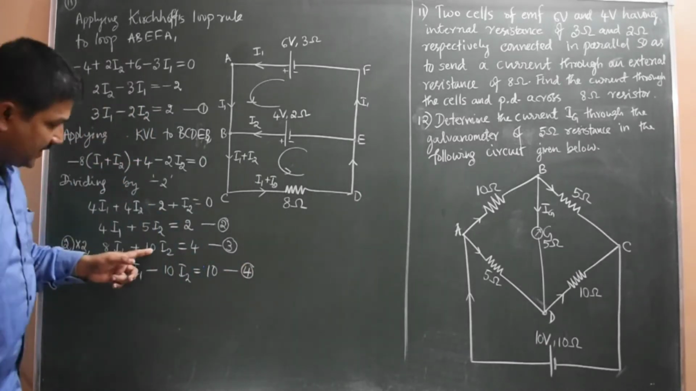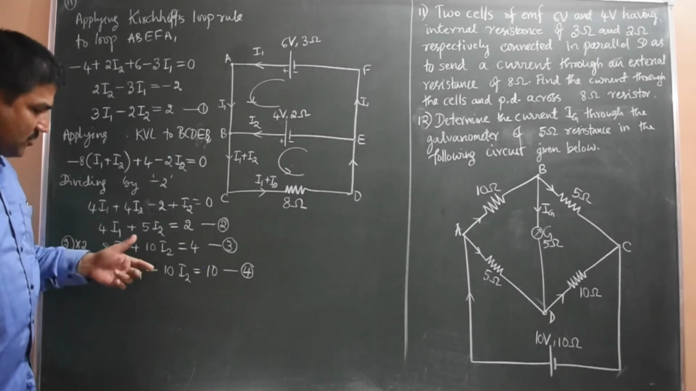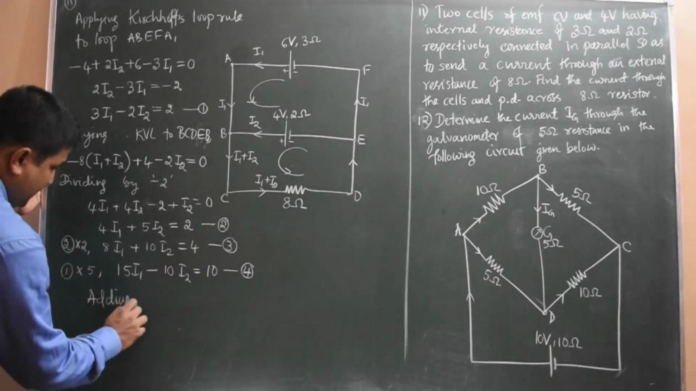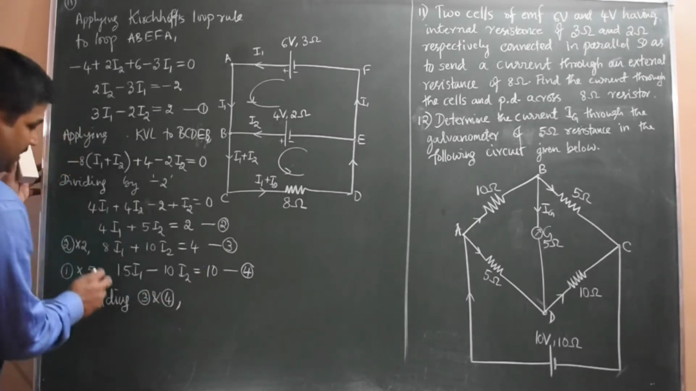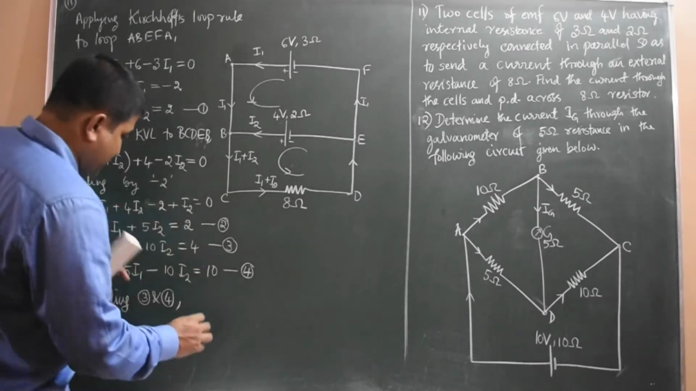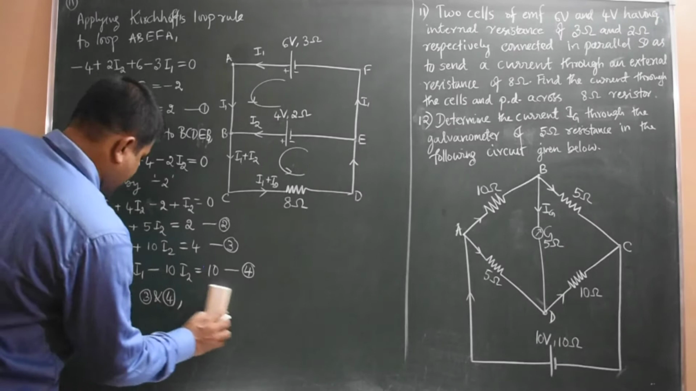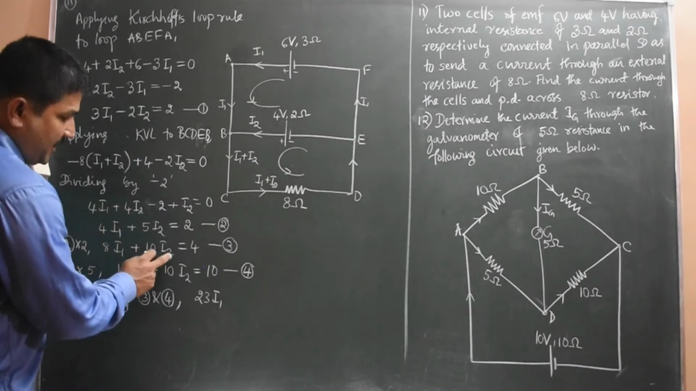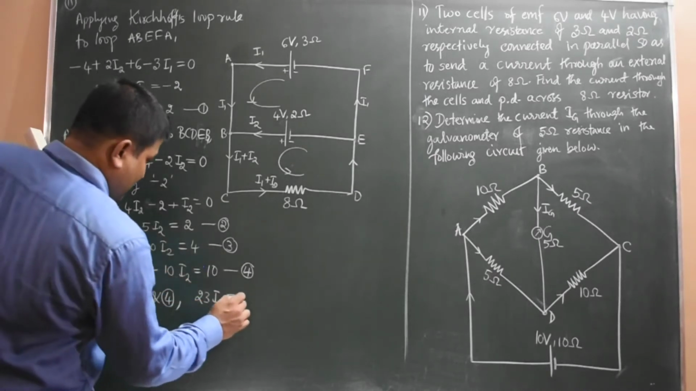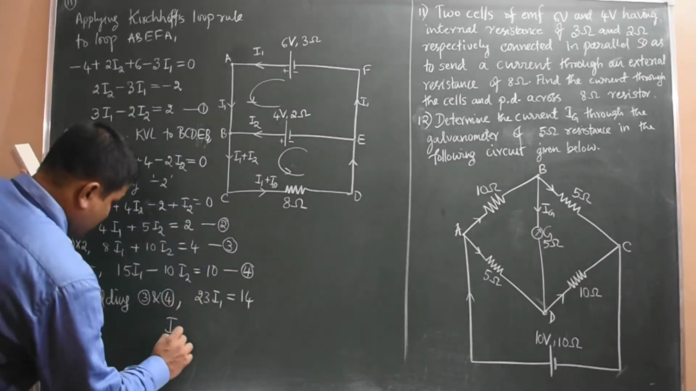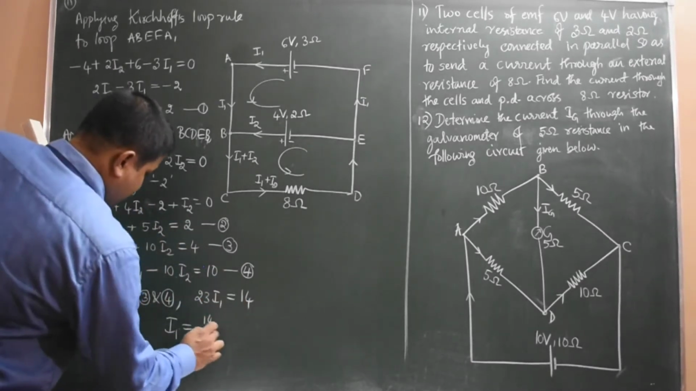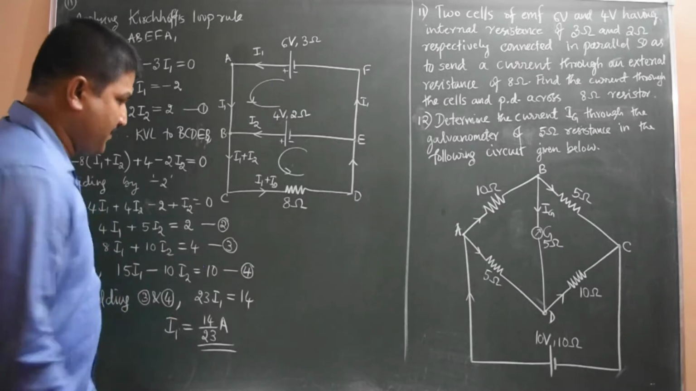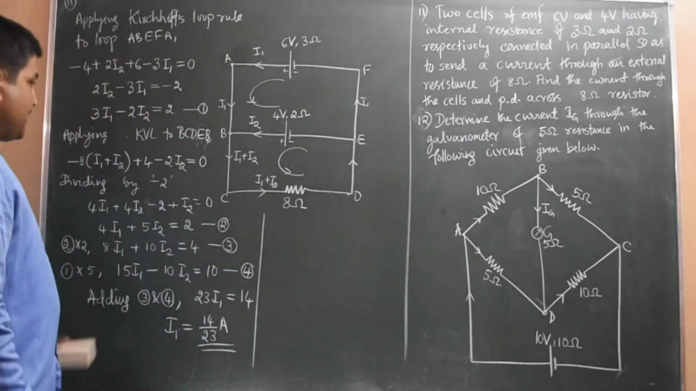Now observe here, 10I2 is there, minus 10I2 is there, which means by adding these two we can eliminate the I2 value. So adding equation 3 and equation 4, we get 8I1 plus 15I1 becomes 23I1. Minus 10I2 plus 10I2 cancelled, and 4 plus 10 is 14. So I1 equal to 14 by 23 ampere. The value of current I1 is 14 by 23 ampere, and the current I2 is required.